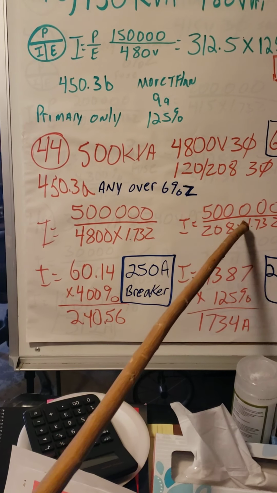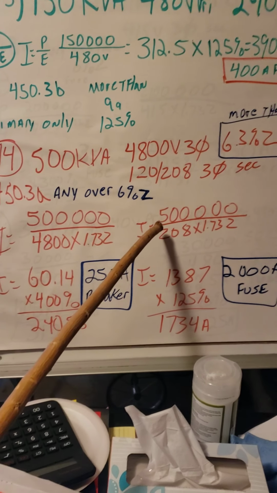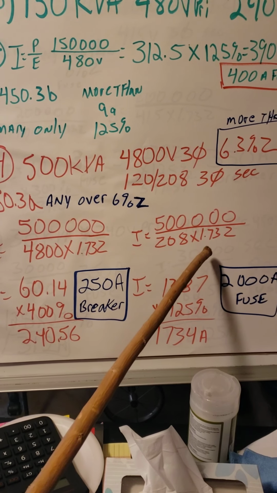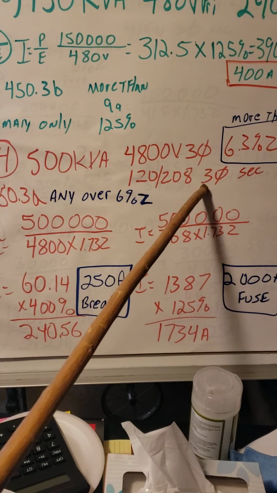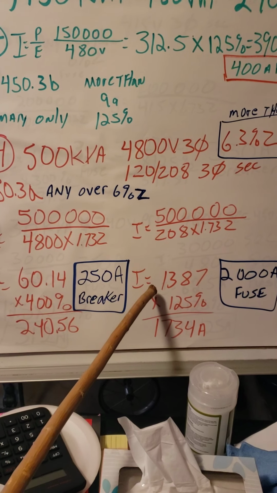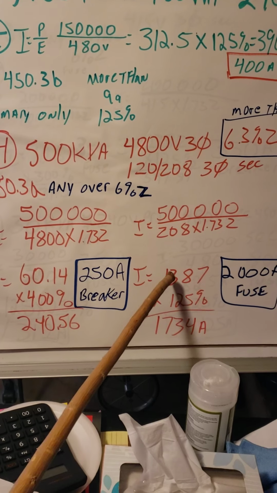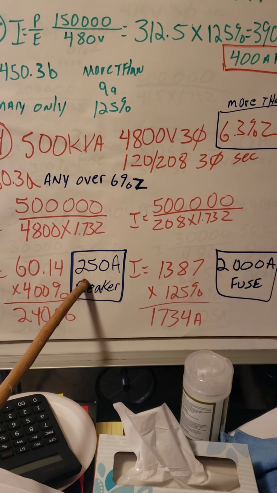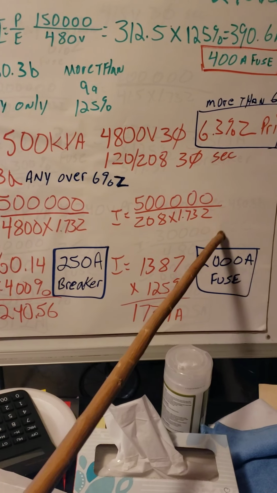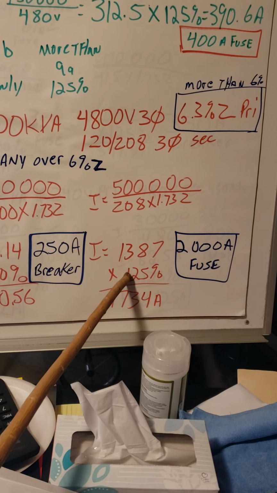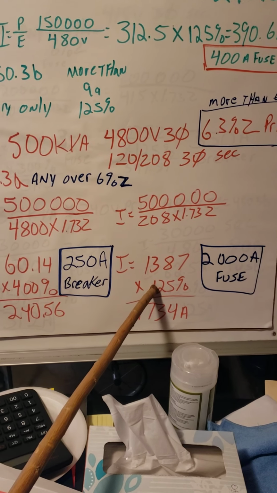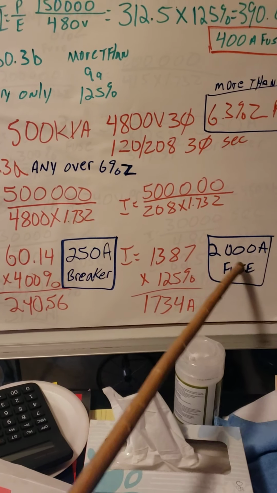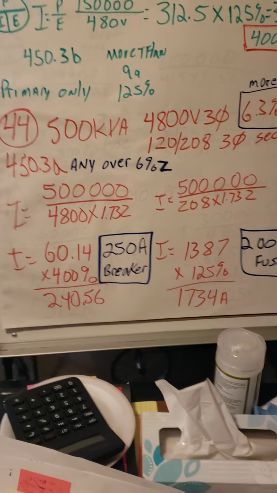On the secondary side, again, I got the 500,000 divided by 208 times 1.732. Again, this is 3-phase. Comes out to 1,387. Again, same table, just where we got this from. We go all the way across because we're under 1,000 volts. Just multiply times 125%. And it doesn't matter if it's a fuse or a breaker. So I got a breaker on the primary, fuse on the secondary. It'd be a 2,000 amp fuse.